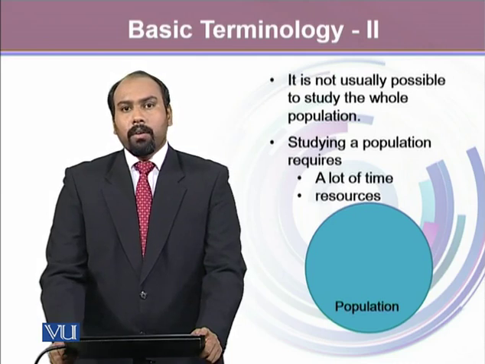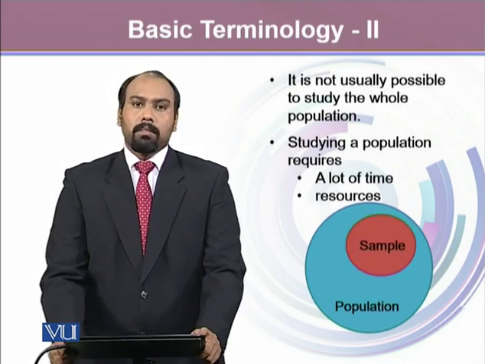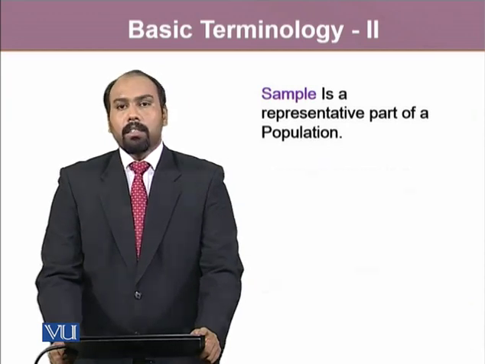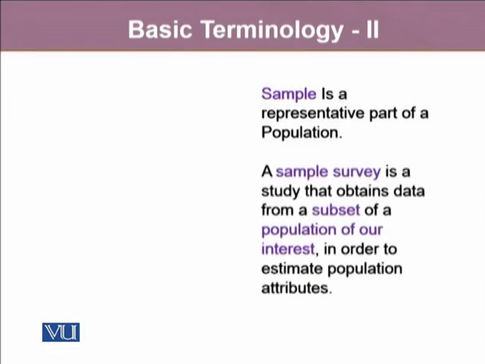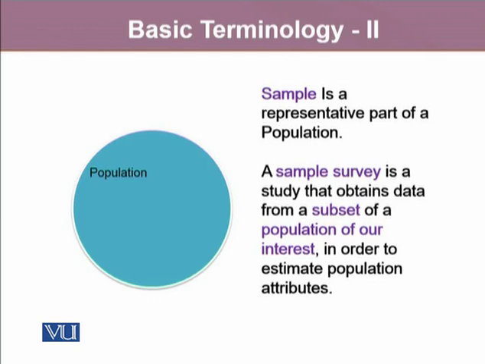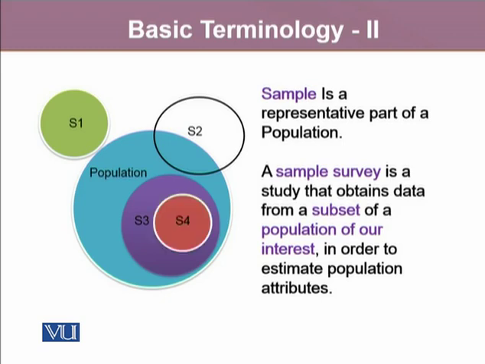Therefore, we rely on the samples. Samples are the true representative part of our population. And whenever we study a sample, we call such studies a sample survey, where samples are the subsets of our population. Our population is too large. Therefore, there are possibilities of taking multiple samples out of it. Let's take a sample 1. There could be possibility of sample 2, sample 3, and sample 4.